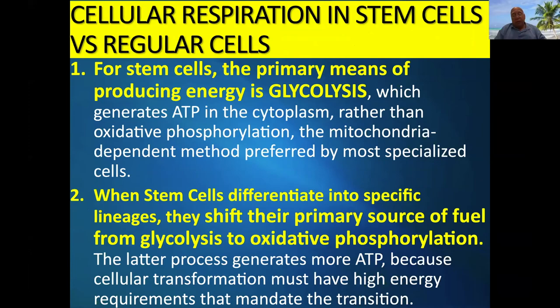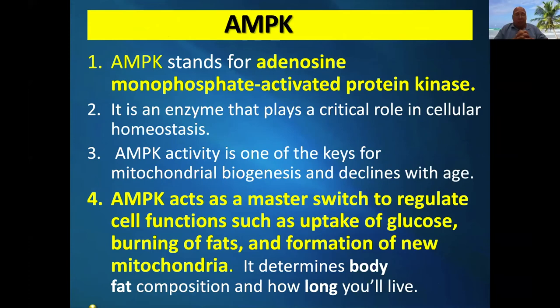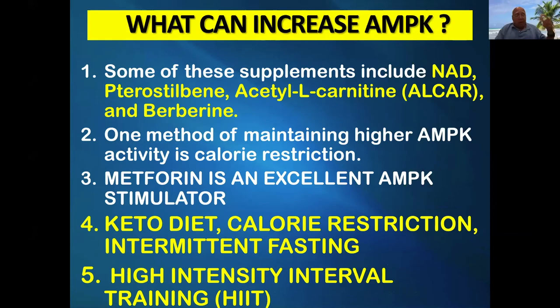AMPK, another important aspect that we need to worry about. Basically, it's a master switch of cell functions such as uptake of glucose, burning of fats, formation of new mitochondria. A simple, easy way to do this is a compound called berberine, B-E-R-B-E-R-I-N-E. Some of you may also know of metformin. There's a lot of people that take metformin that have no diabetes. They take it for anti-aging and basically anti-cancer. And it seems to be very beneficial in the stem cell field. We've used it on patients. If I get a patient who seems a little overweight, I'll go ahead and give him that.